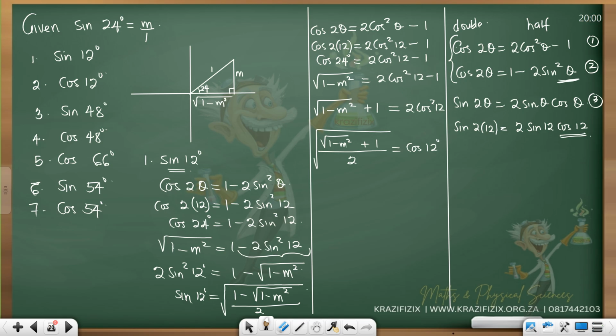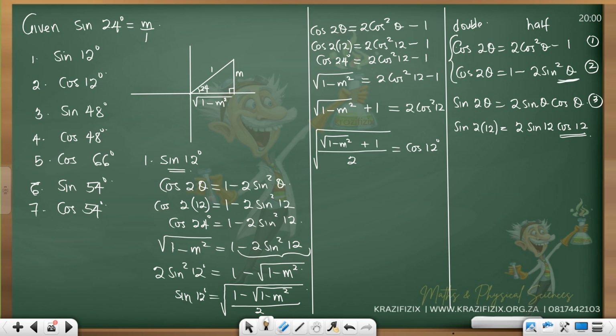Are we okay there, everybody? So once you pick the correct formula, you just simplify. It becomes quite easy. The challenge is the correct formula. Please make a note for yourself: double or half angle starts with cos 2 theta. Number 3.